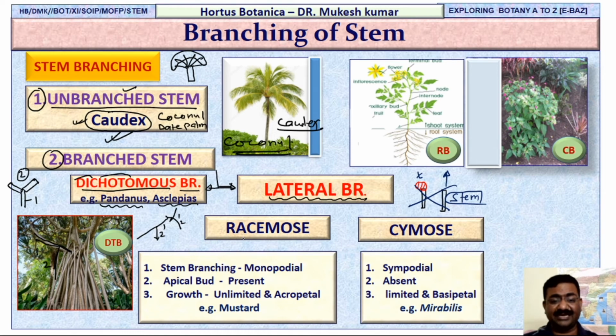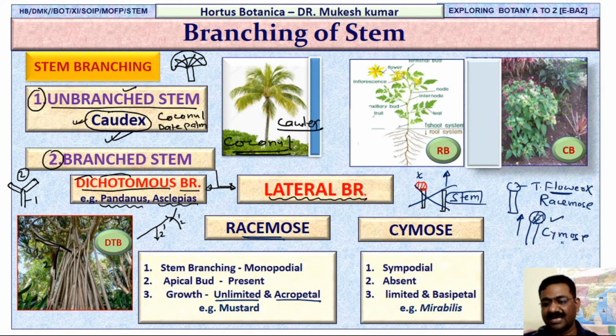In the flower we studied that racemose is always responsible for unlimited branching and acropetal branching. And in racemose, what happened? There was no lateral branching. We studied in inflorescence that there must not be a terminal flower. This is the condition of the flower. If there is no terminal flower, it is called racemose. And if a terminal flower is present, then it cannot grow more, and this is called cymose. And this is all talk of inflorescence, my dear, not of the stem.